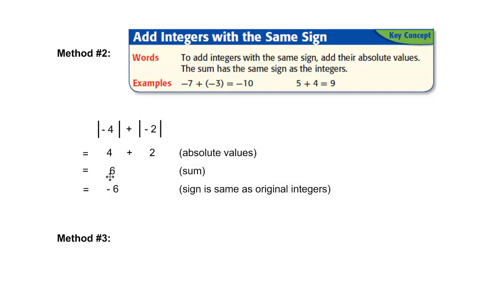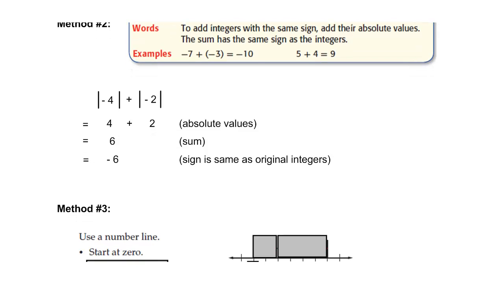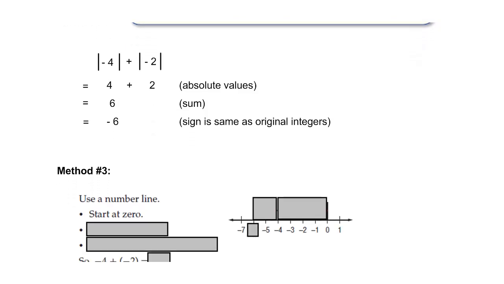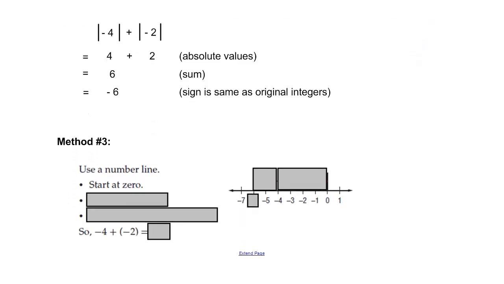Here's the reason I don't like this method. We need to make sure that the sum has the same sign as the integers that we began with. So we began with -4 and -2, so our answer needs to be a -6. And I have found that students sometimes forget to go back and do that last step where you change the sign. So that's the downfall of that method.